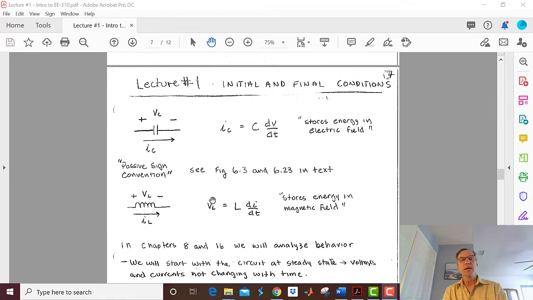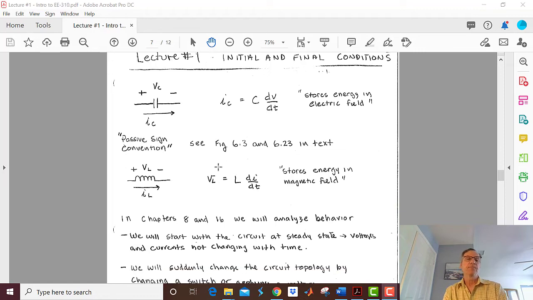Now let's look at the inductor. Similarly, I'm using the passive sign convention. I have my plus here, my minus here for the voltage across the inductor, and the current is defined to go from plus to minus through the device. That's the passive sign convention. And the differential equation that describes the inductor is V_L, the voltage across the inductor, is equal to L times di/dt.